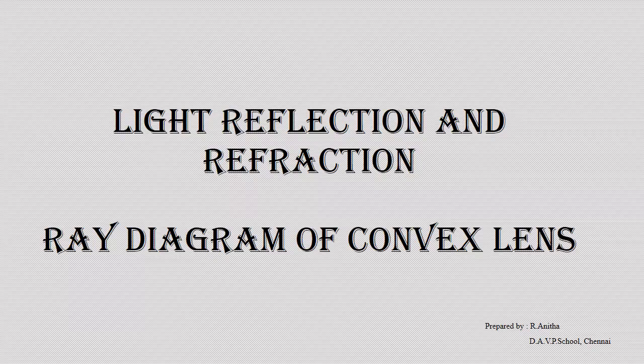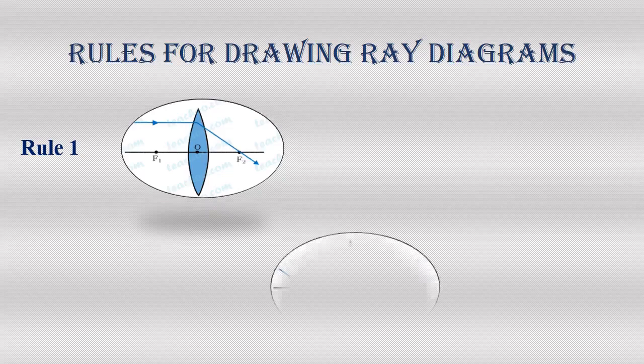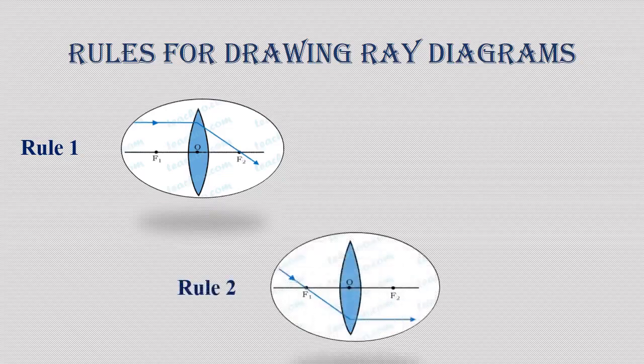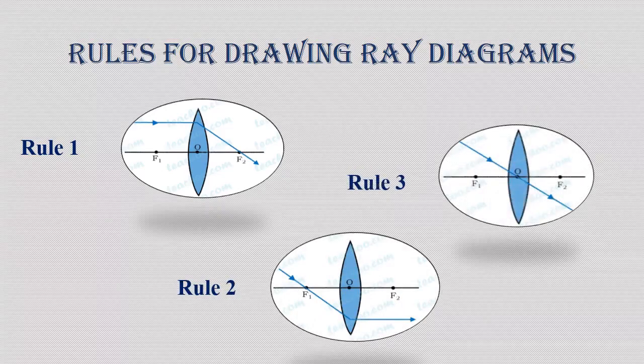In this module, we'll be discussing how to draw the ray diagram of a convex lens. For drawing that, first you have to know the rules. The first rule states any ray that is parallel to the principal axis will pass through the focus. Rule number 2 says the ray that is passing through the focus will be parallel to the principal axis. And rule number 3, any ray that is passing through the optic center goes undeviated.